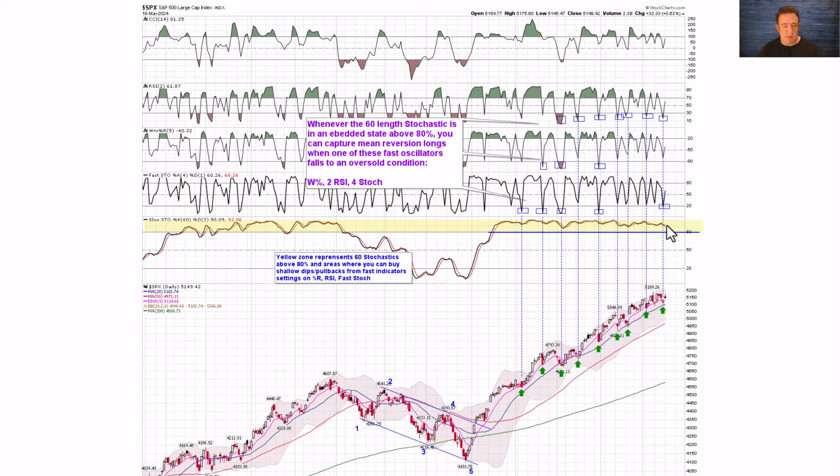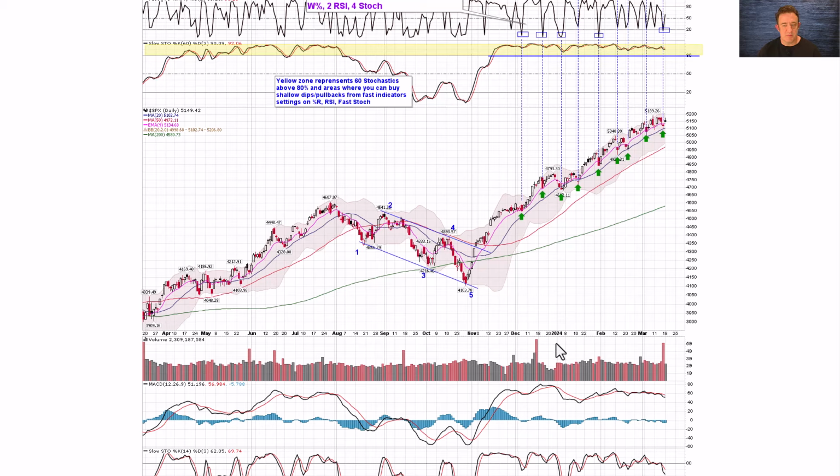Now, what would your stop out be? Your stop out would be, because this condition will eventually end. Trends eventually end, obviously. So your condition will be, if you were to take a long and this 60 stochastic then falls below 80, that's your stop out. Okay. But otherwise, this can give you some nice mean reversion trades whenever the 60 stochastic is embedded over the 80%. Okay.